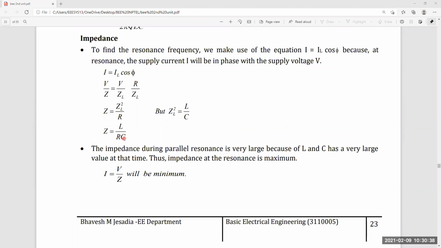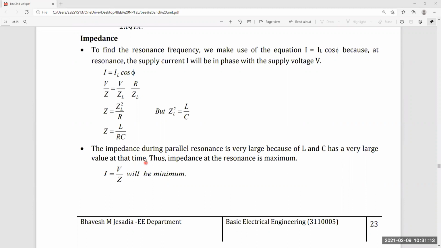That means C is in microfarads or picofarads, like 10 to the power of minus 6 farads. Microfarads means it will be under the numerator, this 10 to the power of 6. Mega ohms. 10 to the power of 6 means 1 mega ohm approximately. Giga ohms. That much impedance will be present in parallel. Yes, impedance during parallel resonance is very large because L and C have a very large value at that time.